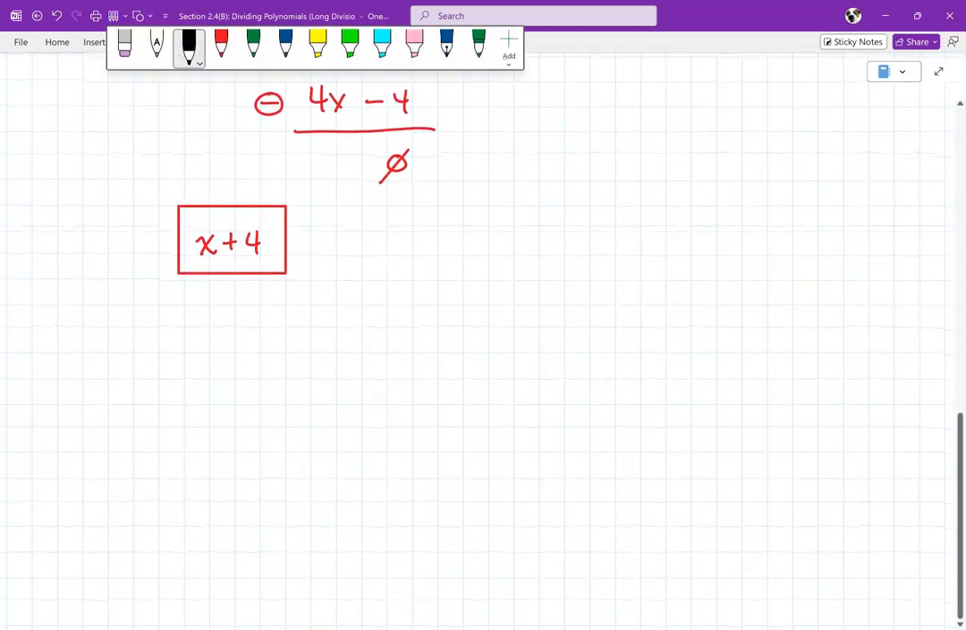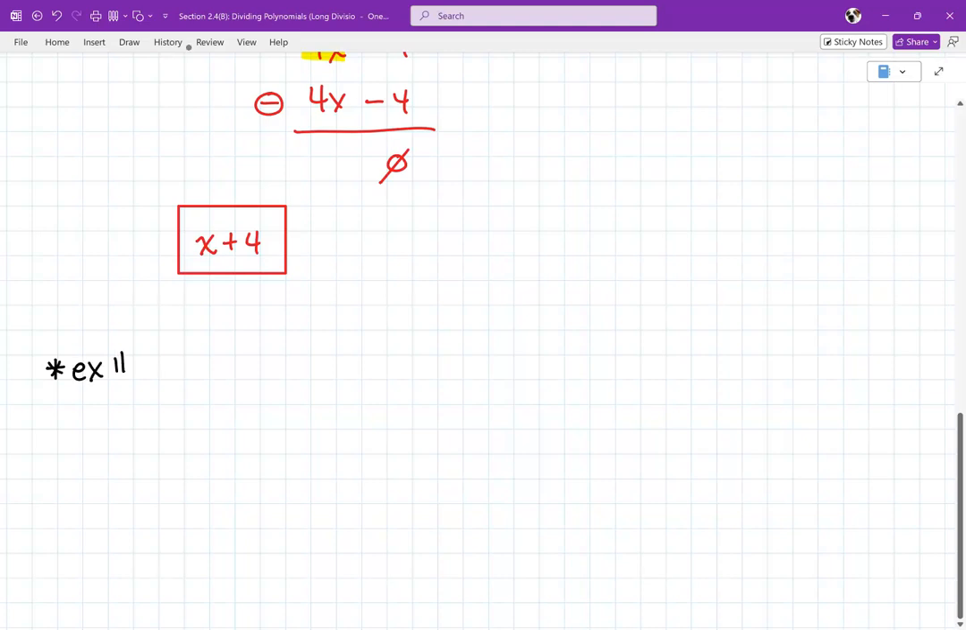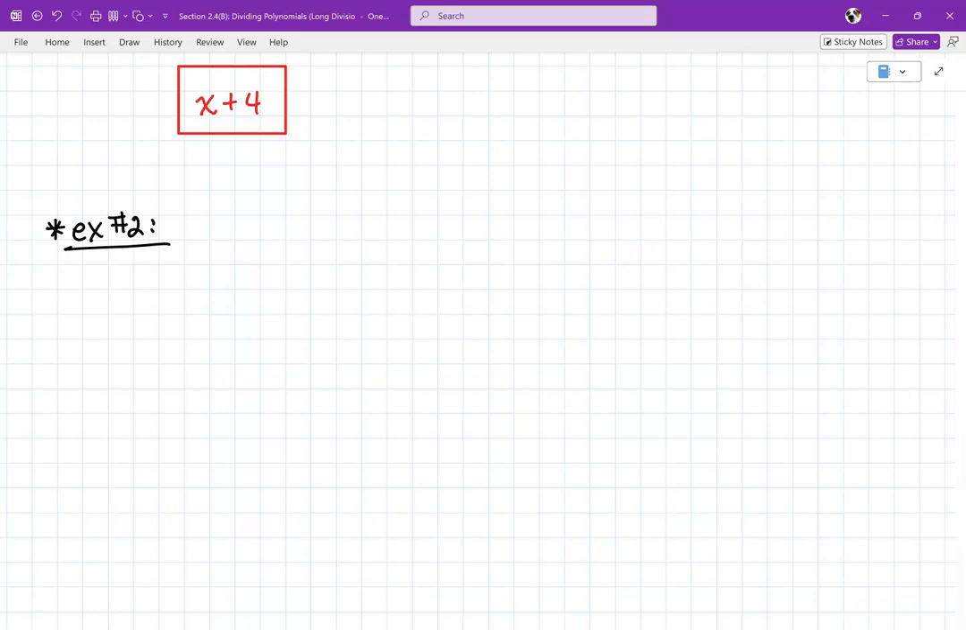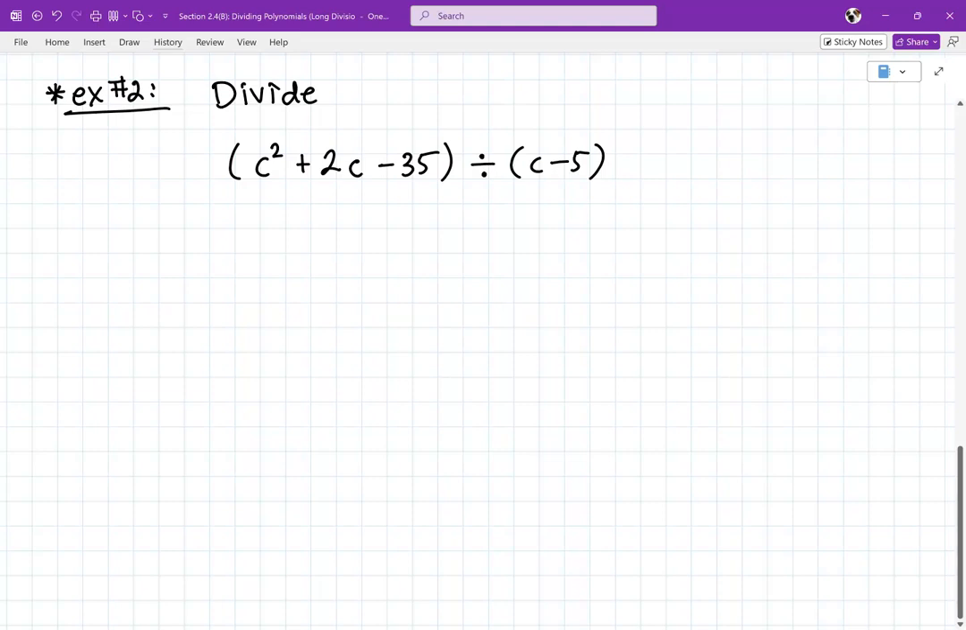So here we go. Example 2. Again, we're just doing the same process that we did in 3rd or 4th grade. It just does not look as easy, but it's the same steps. So we're going to divide c squared plus 2c minus 35 by c minus 5. It doesn't matter if it's an x or a y or a z, whatever.